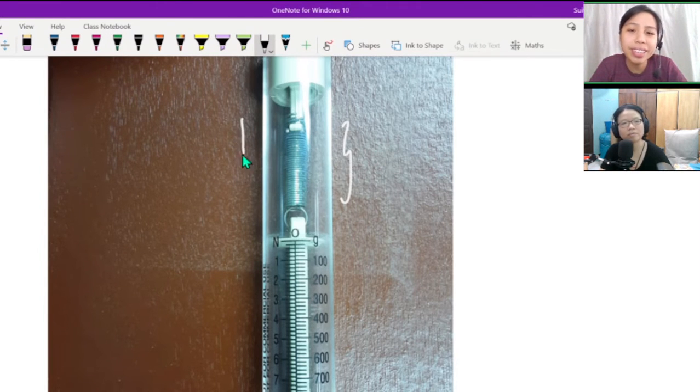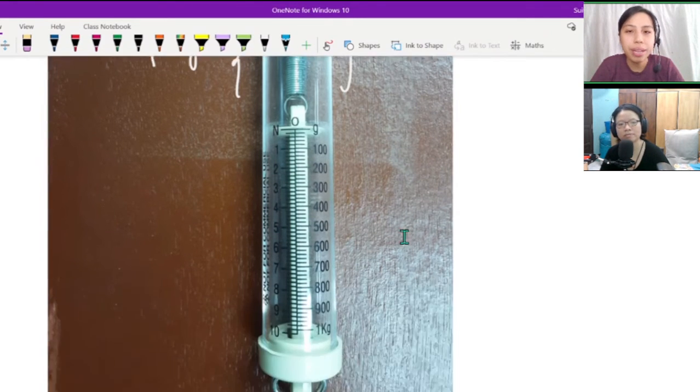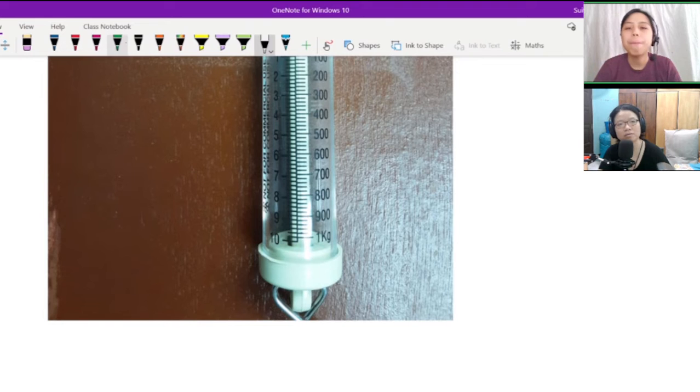It may not be as accurate as the top end balance, but this is a spring-based way to measure how much force you are exerting on the hook down there, which you cannot see, but there's a hook down there.